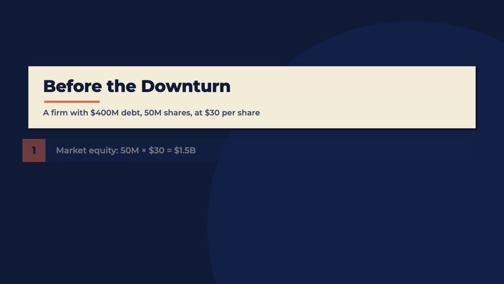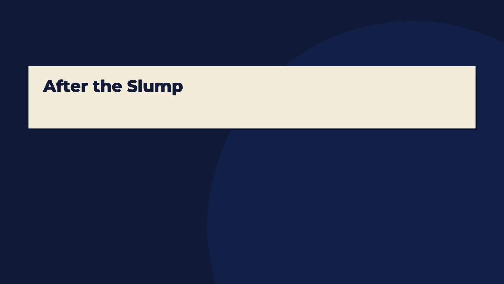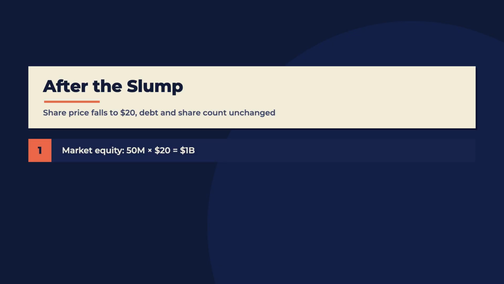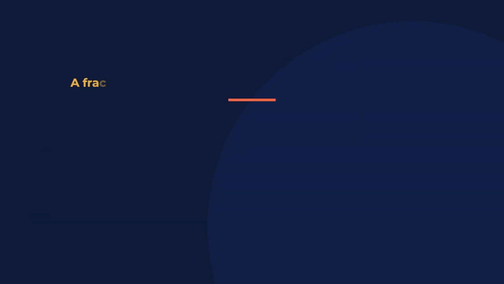Start with the healthy baseline. The firm carries $400 million in debt and 50 million shares trading at $30, giving market equity of $1.5 billion, total capital of $1.9 billion, and a market debt ratio just over 21%. Now a recession cuts the share price to $20 with no new financing. Market equity shrinks to $1 billion. Total capital falls to $1.4 billion, and the market debt ratio climbs to roughly 29%. Even though the firm did nothing at all.